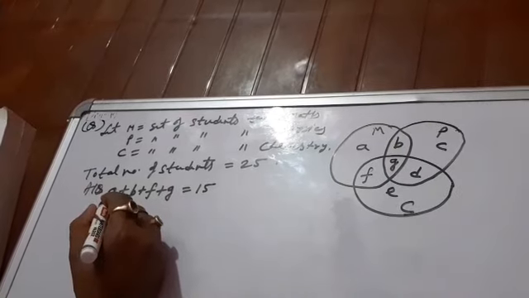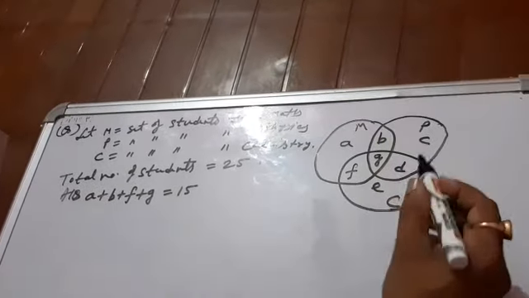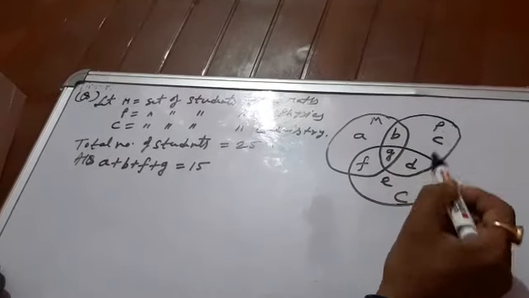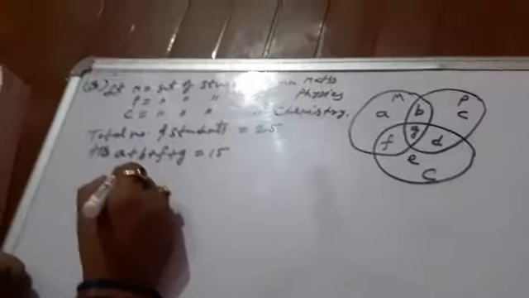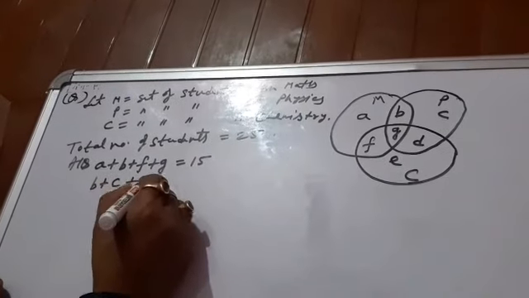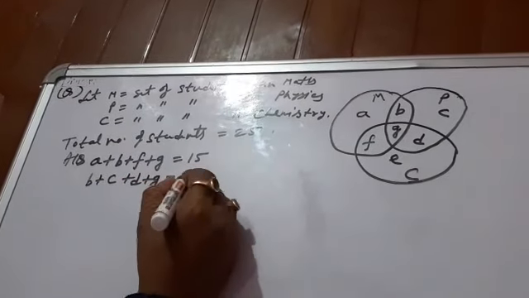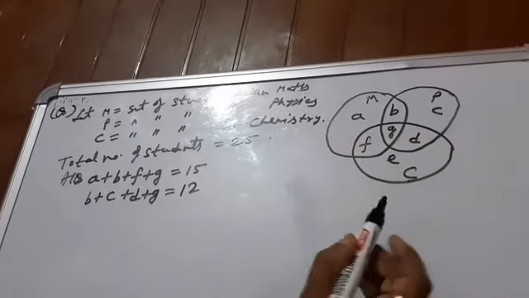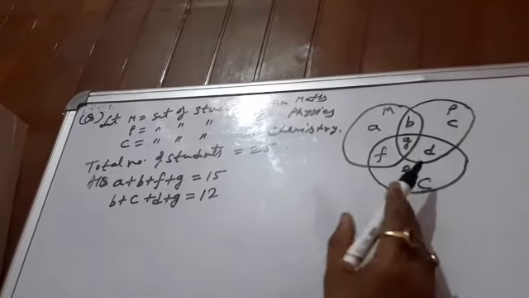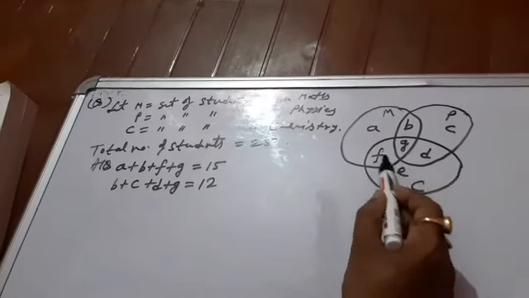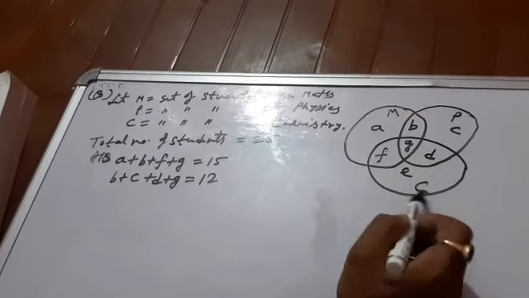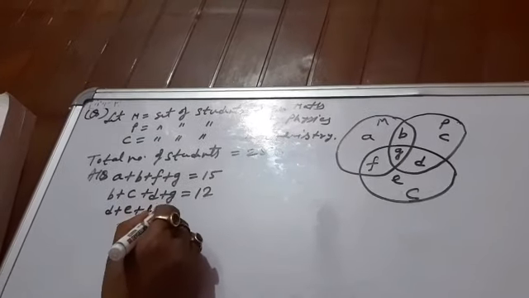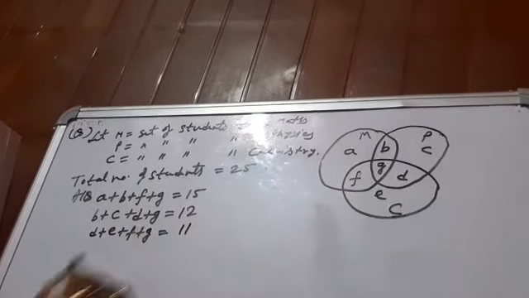Next, 12 have taken physics. Now let us see. Physics means B, C, D, G. These are the parts of physics. B, C, D, G, 12. 11 have taken chemistry. Let us see what are the portions for chemistry. D, E, F, G. Have you seen? These are the portions for chemistry. D plus E plus F plus G is equal to 11.